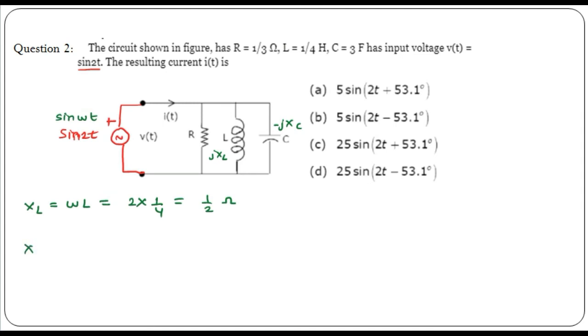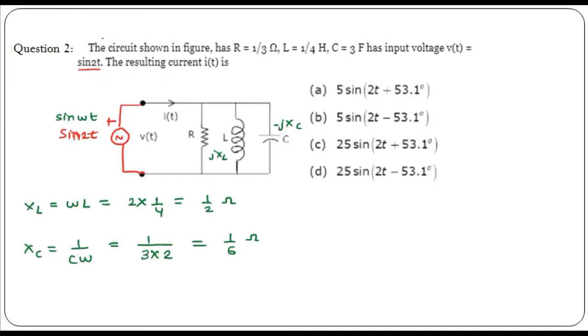Now let us find out X of C, which is capacitive reactance given by 1 by C omega. So the C value given in the question is 3 farad and omega is 2, so X of C we are getting as 1 by 6 ohm. Okay, so whenever R, L, C are connected in parallel, we will find out the admittance.